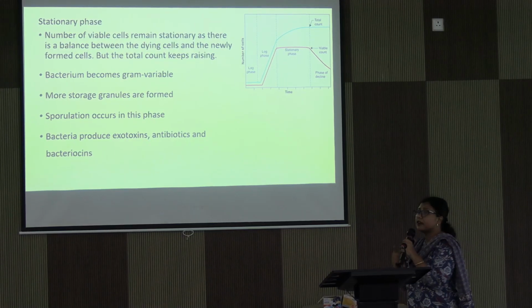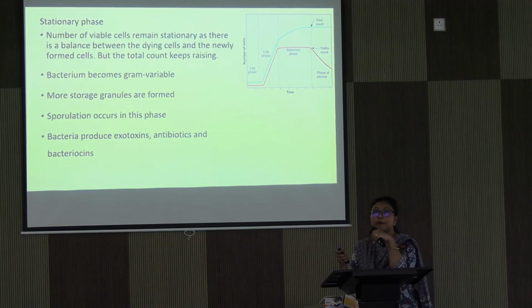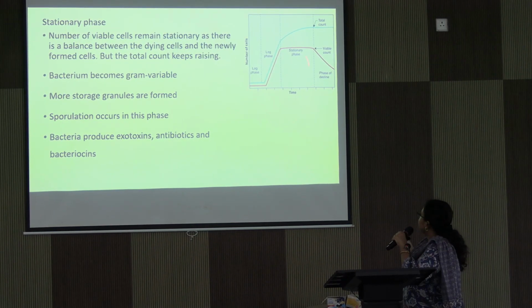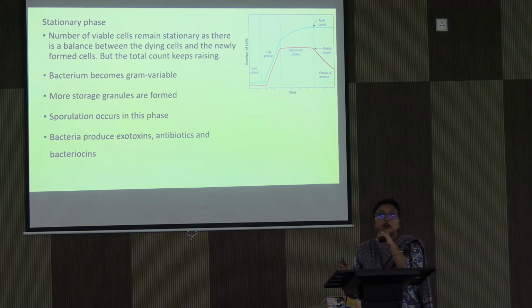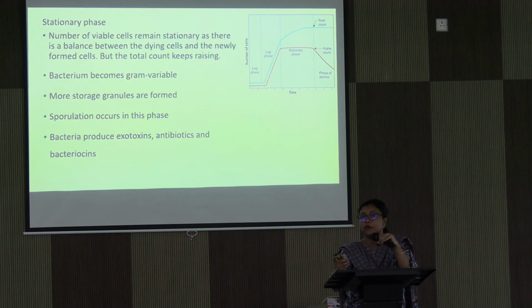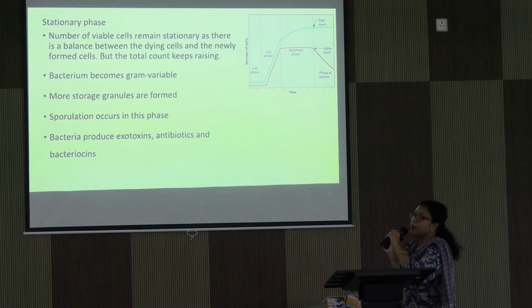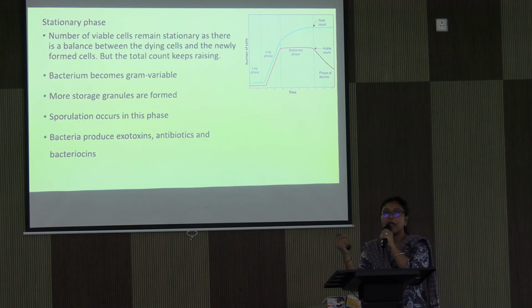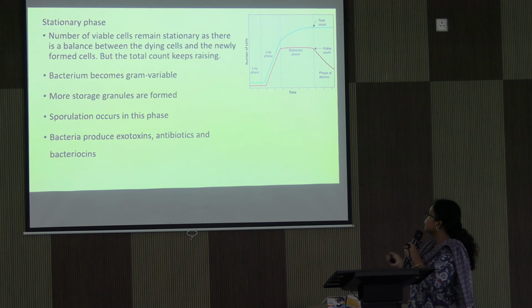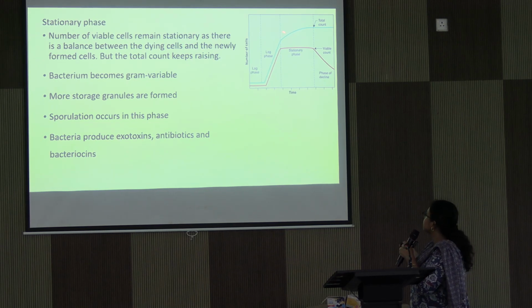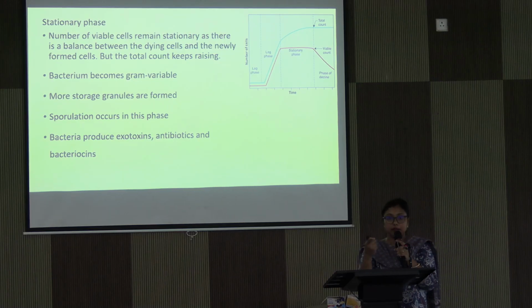Here again the bacterium will become gram variable. Sporulation will occur. Why will sporulation occur here? Obviously, an adverse condition is there. There is competition for space and nutrients. So sporulation will occur and bacteria will produce some toxins, that is exotoxins and bacteriocins. This is to compete with the other bacteria.